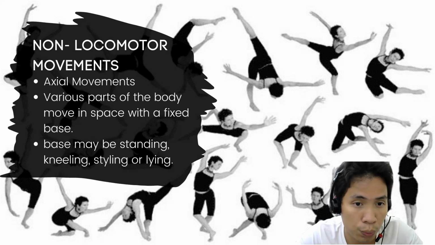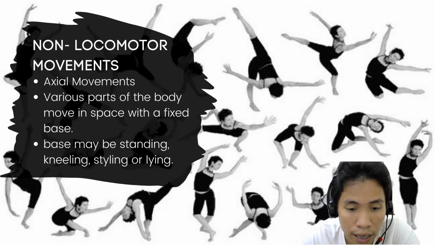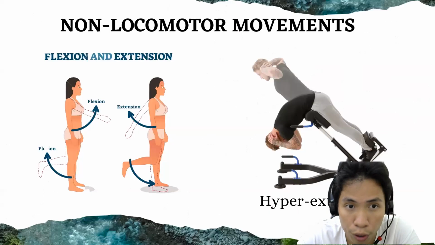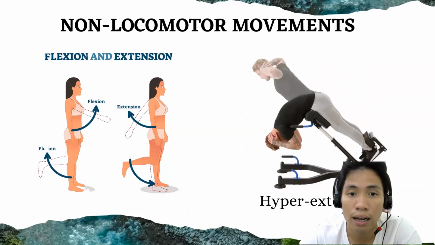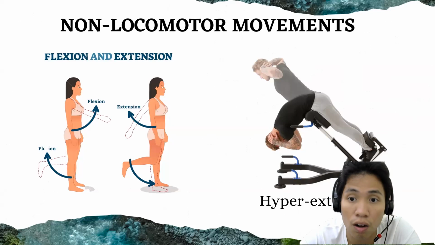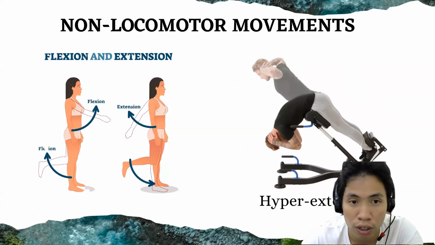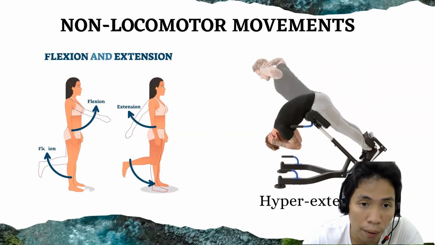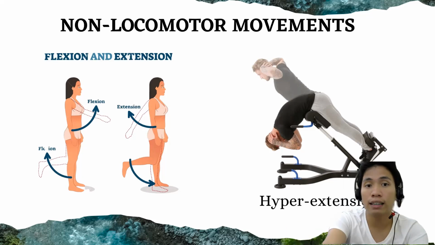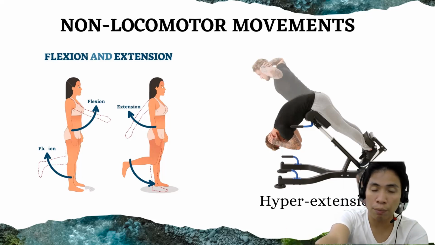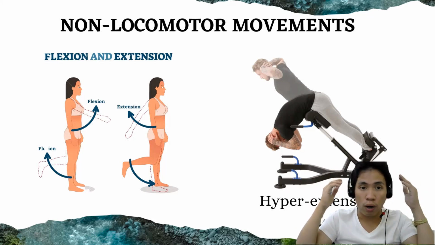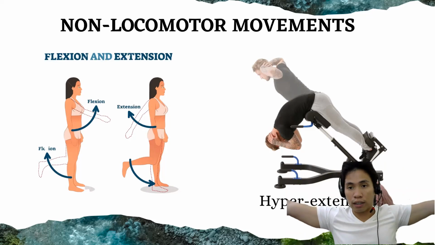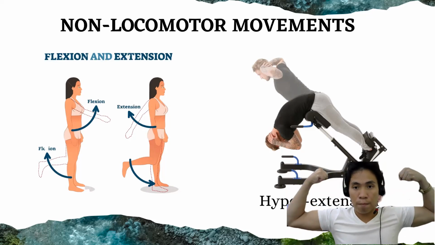Any examples are, we do have the flexion and extension. As you can see, even if one foot is moving, the other foot is still on the base. You are not moving it. For flexion, you are flexing your hands, while in extension, you are extending your arms. Okay.